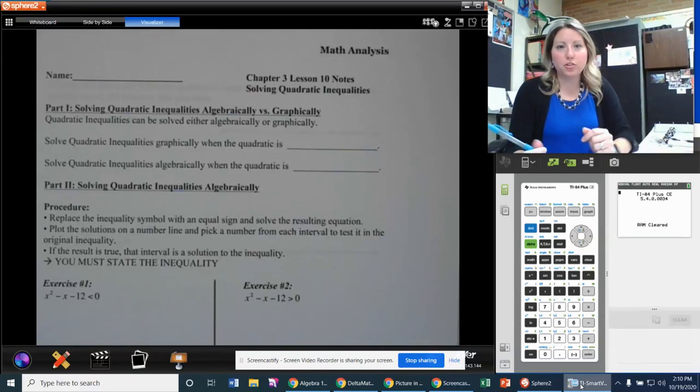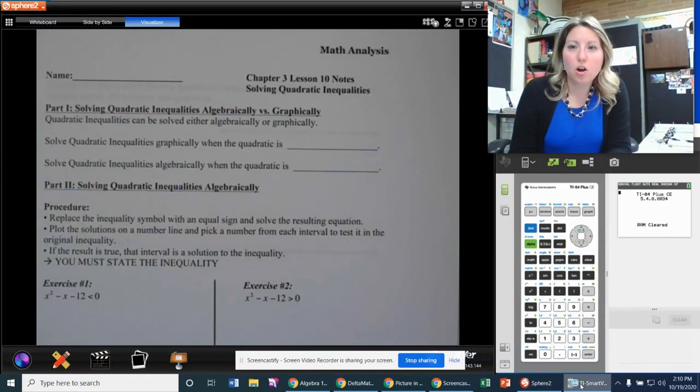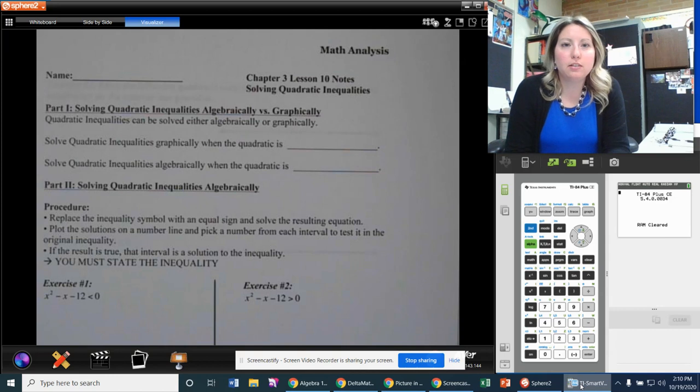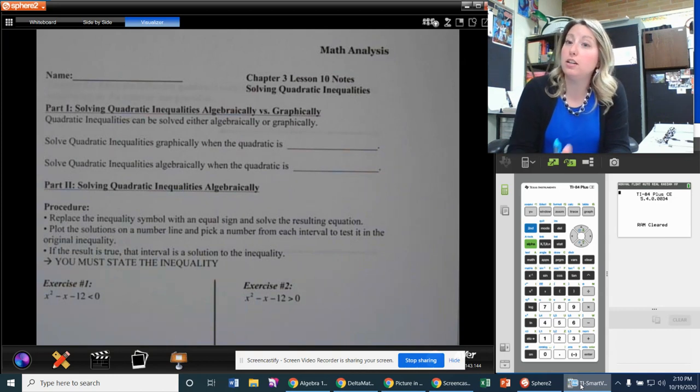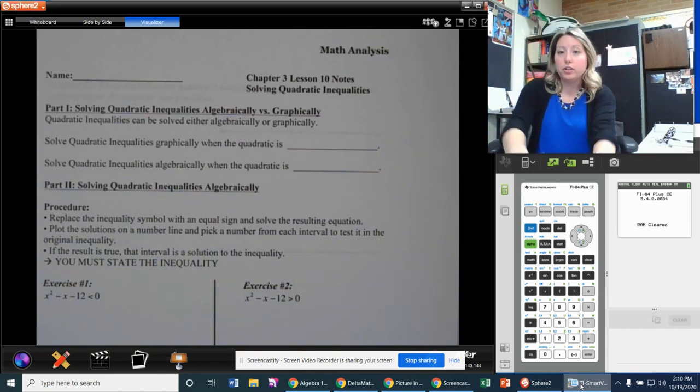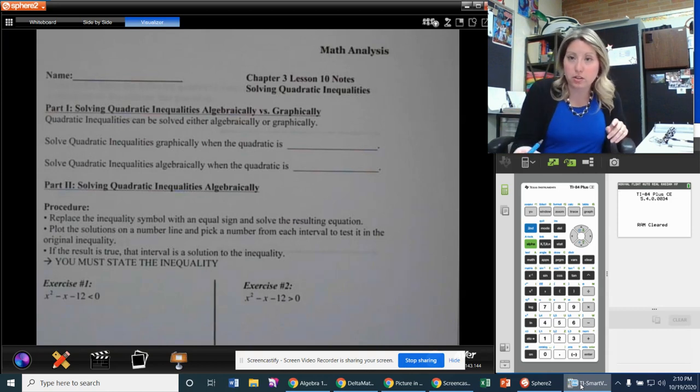Well, math analyzers, here's the last lesson of chapter 3. We are on to chapter 3, lesson 10 notes, and we are going to solve quadratic inequalities. And this is going to focus in on factoring just like the last one did. So we're going to stick to the factoring, okay?